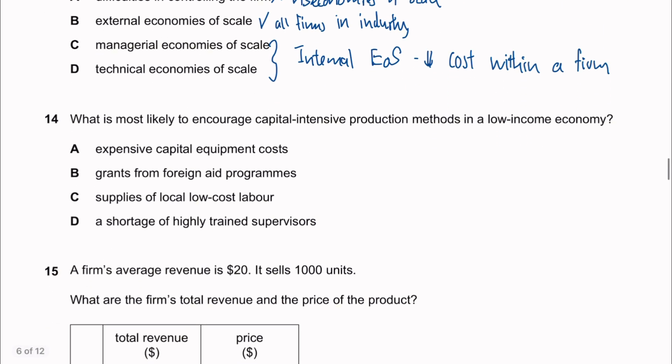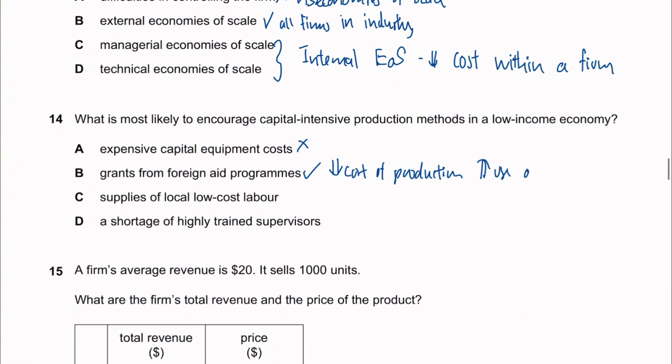Let's move on. Question 14. What is most likely to encourage capital-intensive production methods in the low-income economy? A. Expensive capital equipment costs. Of course not, because when the capital equipment is so expensive, why would they want to shift to capital-intensive production? Okay, B. Grants from foreign aid programs. Yeah, correct. Because this will make all the equipment cheaper, and will reduce the cost of production. So this will increase the use of machines, let's say, equipment.